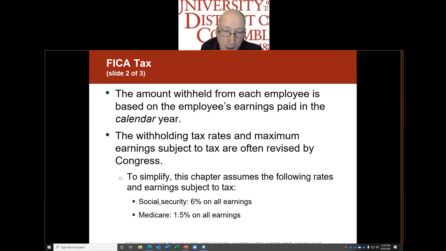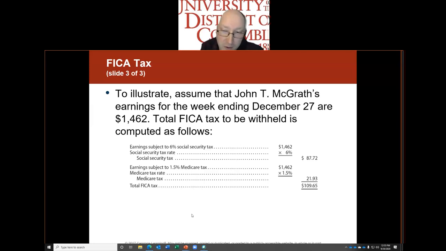So Social Security, 6% on all earnings. Medicare, 1.5% on all earnings. I think those are slightly different. So this tells us how much the employer should be withholding for Social Security and Medicare.